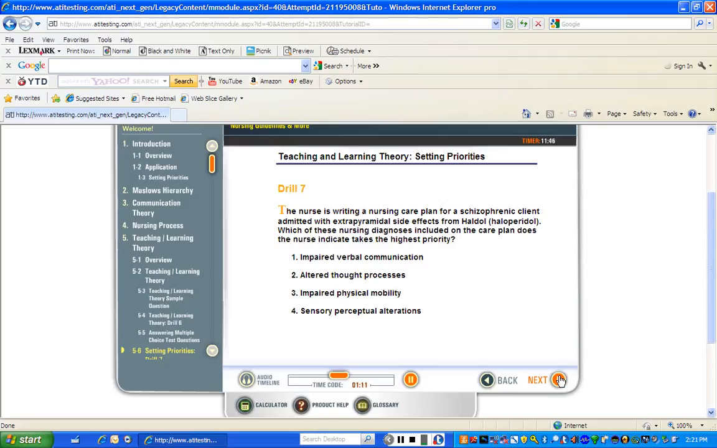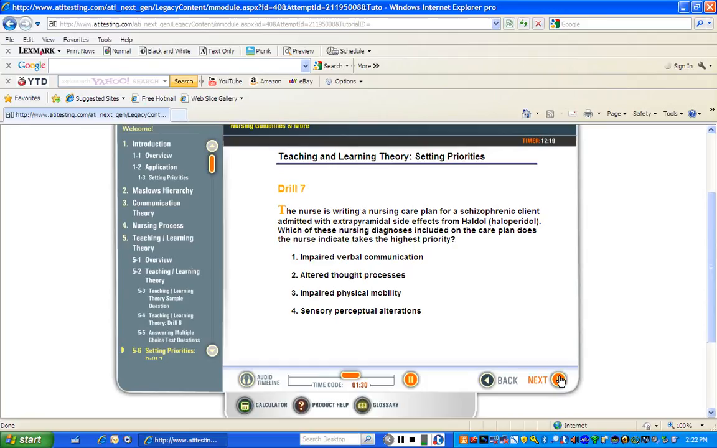Choice 2, altered thought processes. Certainly we know that altered thought processes are common to clients with schizophrenia. Clients may demonstrate a variety of abnormal thought patterns, including delusions and hallucinations. However, this nursing diagnosis relates to the client's medical diagnosis of schizophrenia, not to the issue of the question, which is the extrapyramidal side effects of Haldol. Let's look for a nursing diagnosis which better relates to the issue of the question.